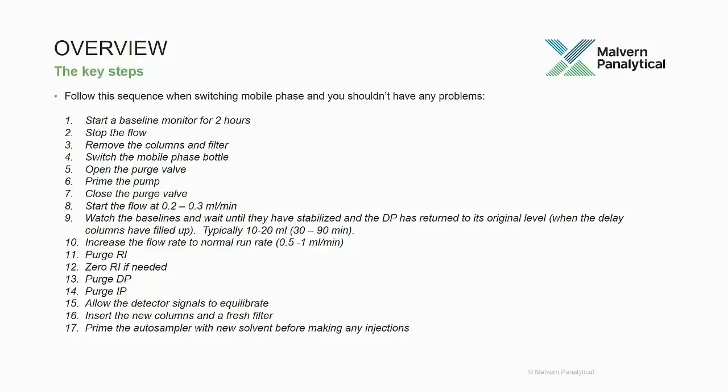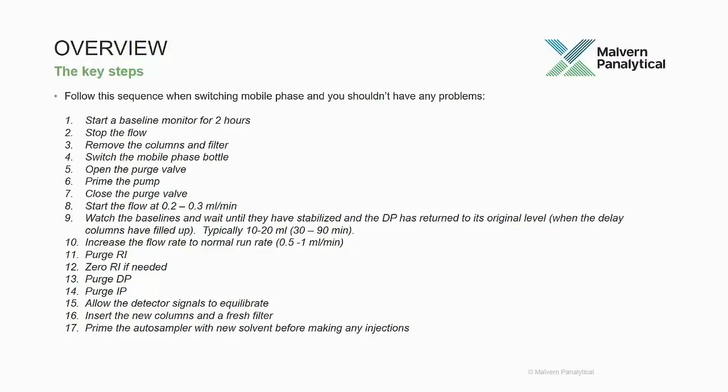So switch the mobile phase bottle, open the purge valve, prime the pump, close the purge valve, start the flow at say 0.2, 0.3 mils per minute, and give it some time. So watch the baselines and wait until they've stabilized. The DP in particular will show quite a large signal for a period of time during which the delay columns are filling up, and it typically takes 10 to 20 mils for that period to pass, which is going to take you 30 to 90 minutes of flow. After that time, the DP signal will return to its starting point.